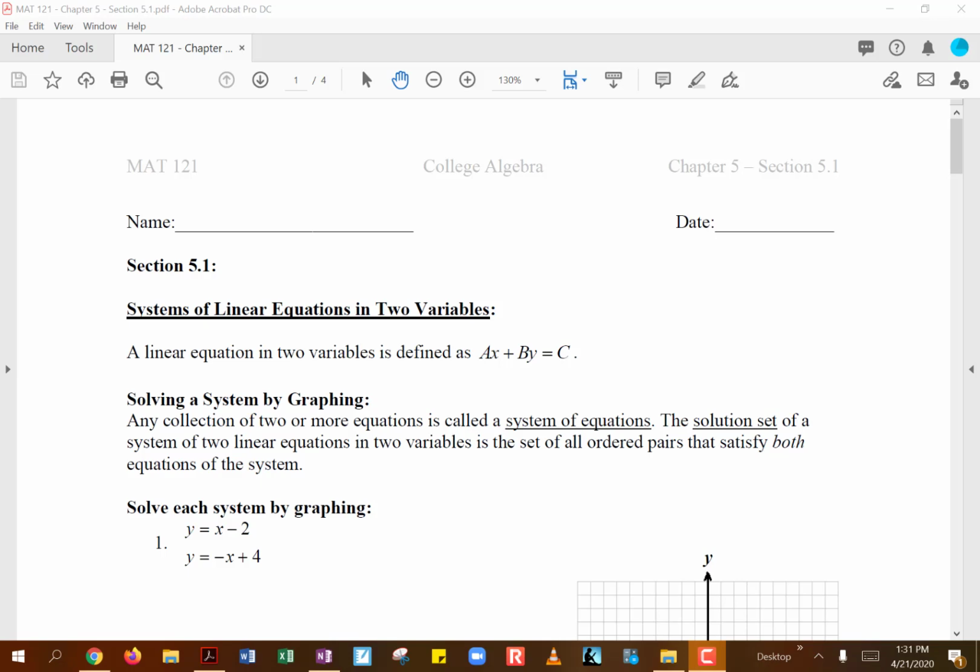Just keep in mind we are talking about linear equations in two variables here. So they will have the form of ax plus by equals c. This is what we call the standard form, but you could write it in the form y equals mx plus b, which is the slope-intercept form, or you can leave it in the standard form.